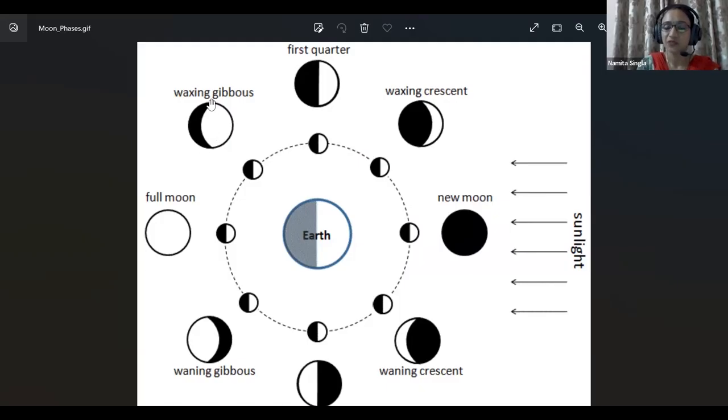3/4 of the moon is visible. Then it is called a gibbous moon. After waxing gibbous, there will come the full moon day. After full moon day, there will be waning gibbous. Now, what is the difference between waxing gibbous and waning gibbous?